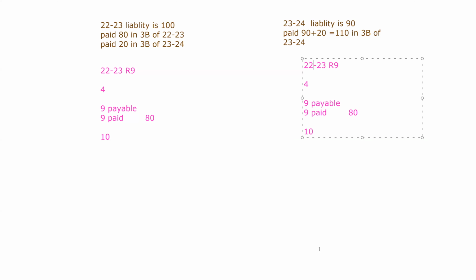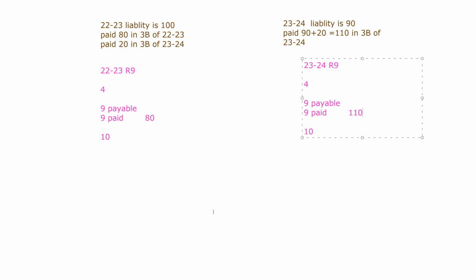How do we report where? So 22-23, R9, we are talking about table 4 value reporting, table 10 value reporting, and table 9 payable, 9 paid. See, 9 paid, you cannot do anything. 9 paid will show only 80. The same thing we are looking at what we will report in the current year, 23-24 R9 reporting. The 9 paid will automatically come as 110.